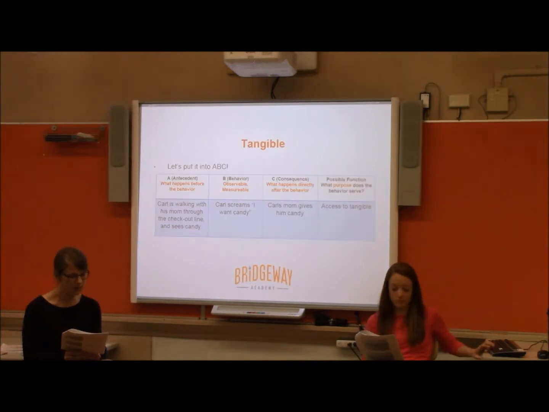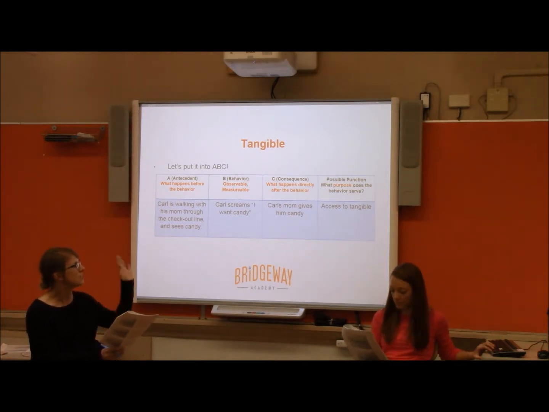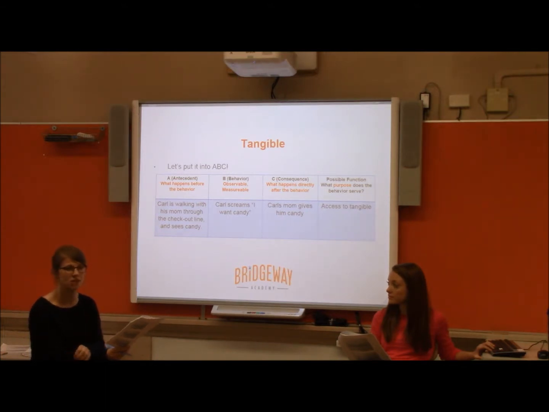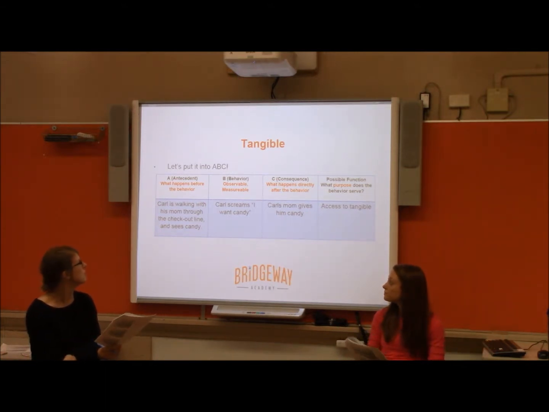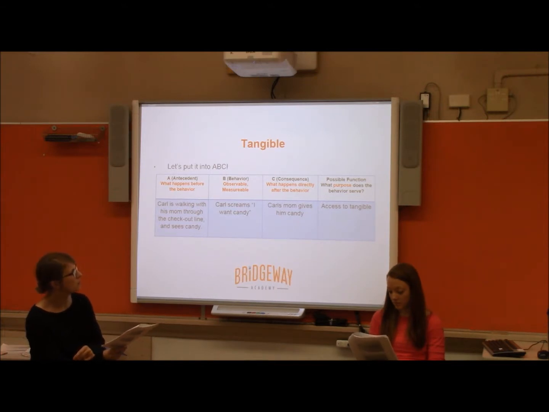Breaking it down, with those functions, tangible, we're going to practice putting it into this ABC. Again, the ABC is how we help determine the function or the purpose that those interfering behaviors are occurring. The antecedent: Carl is walking with his mom through the checkout line at the grocery store and he sees candy. The behavior that's observable: he screams, "I want candy." The consequence is that he gets the candy, his mom gives it to him. The possible function or that purpose is him screaming to get something. He screams, he gets the candy.